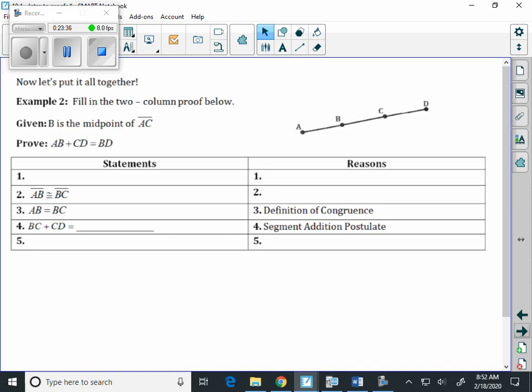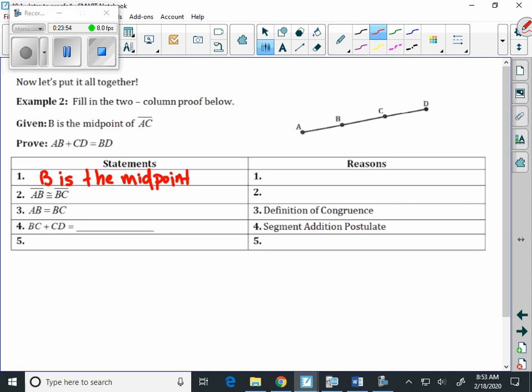because the first statement always is what we are given. So if we look up here, it says given. B is the midpoint of AC. That's what we're going to write. B is the midpoint of AC. And oftentimes it's a drag and drop on the test. And the reason is given. And no one should leave that blank. Even if you can do nothing else, you should be able to do that.